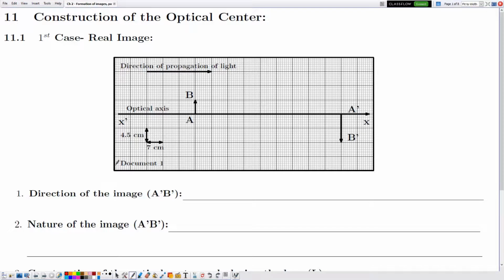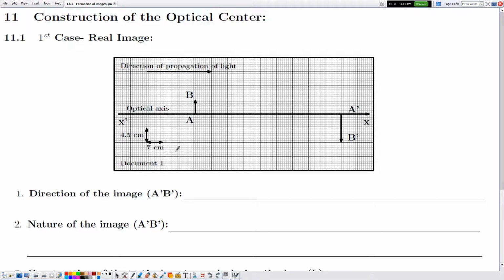Okay, hello everyone in a new video. In this one we are going to complete the explanation of chapter 2, which is the chapter of formation of images in the first unit, which is the unit of optics. So we have reached section 11, which is the construction of the optical center. So 11.1 first case, real image.